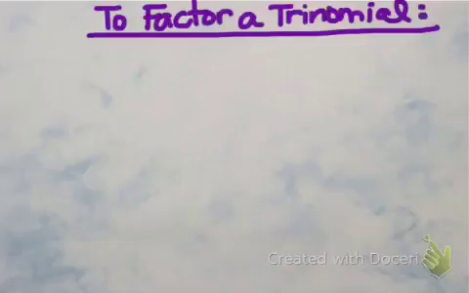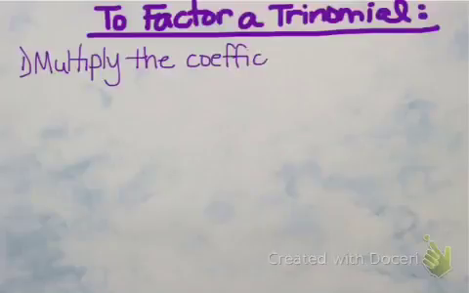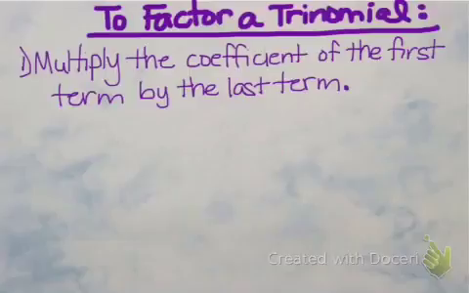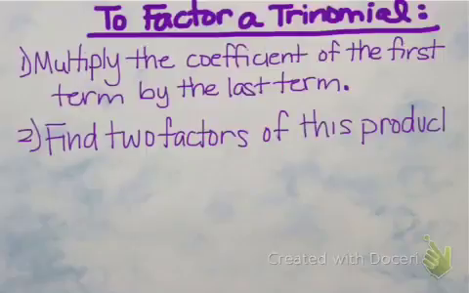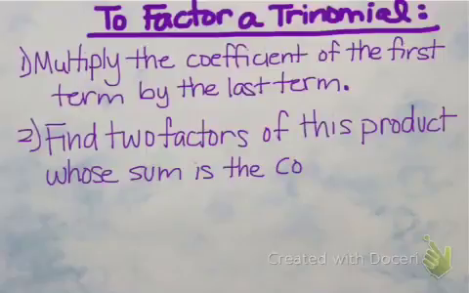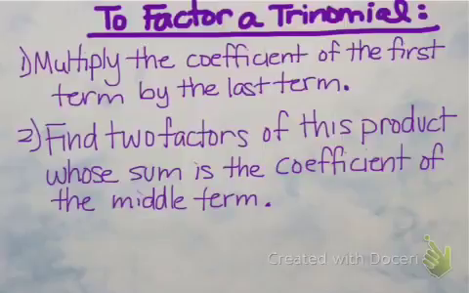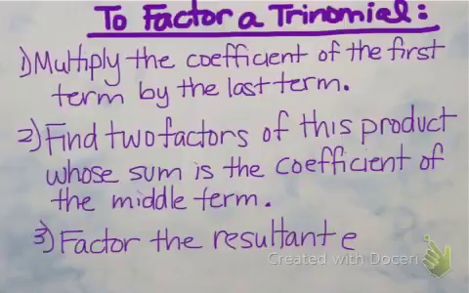So here's what you do when you're going to factor a trinomial. First of all, you're going to multiply the coefficient of the first term by the last term. Secondly, you're going to find two factors of this product whose sum is the coefficient of the middle term. And then finally, you're going to factor the resultant expression.